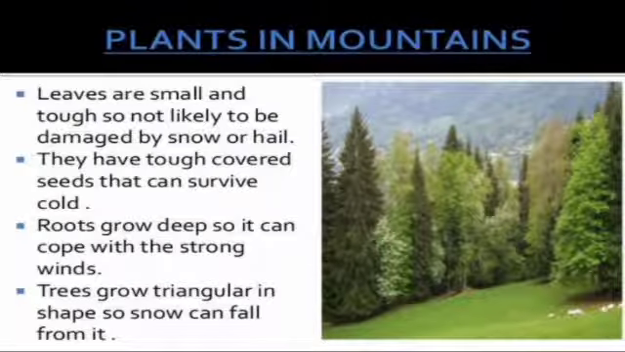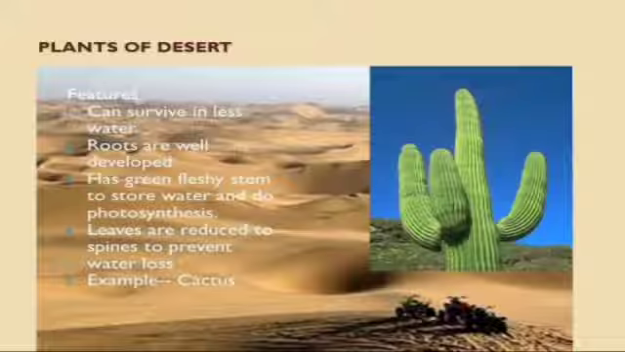Then, plants that grow in desert. Cactus and date palms are mostly found in desert. Let us find out how they survive in the hot and dry climate of the desert. Desert plants have small leaves. How do you think this helps desert plants?